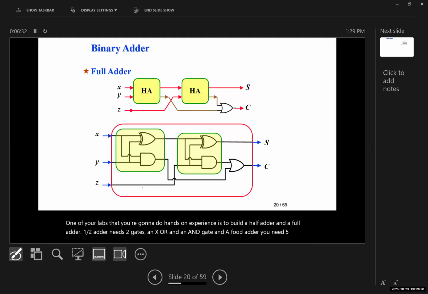Is it clear? One way to determine if this is a subtractor or adder is to look at the C0. If it's 0, this is an adder. If it's giving 1, it's going to act like a subtractor.